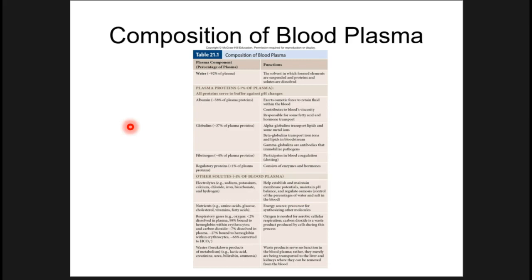Other things that can be found in plasma: electrolytes. Electrolyte balance is also very clinically significant. Nutrients, again, that we get from food that we eat, that we transport to tissues, respiratory gases, oxygen and carbon dioxide, and wastes, cellular byproducts that get picked up, and we're going to try to pee them out through that urinary system.